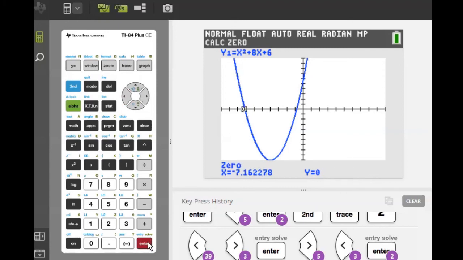And then the value is negative 7.1622, which we rounded to x equals negative 7.162, which is exactly what I got when I solved the equation. So that verifies my answers algebraically.